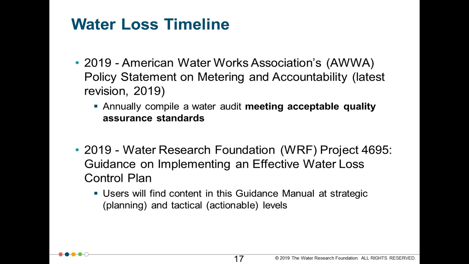2019, we're seeing some policy updates. This one is from AWWA Metering and Accountability, where they were recommending annual water audits, but added some criteria here requesting the audits meet acceptable quality assurance standards, which I interpret as basically a Level 1 validation.